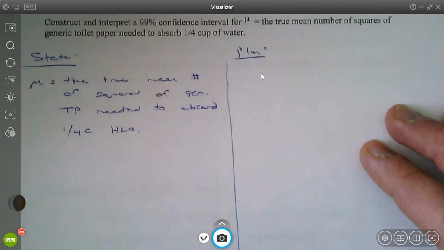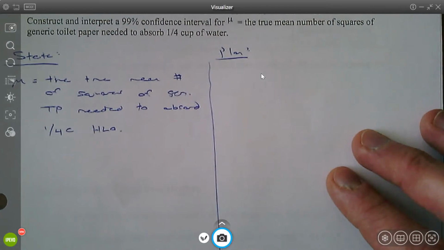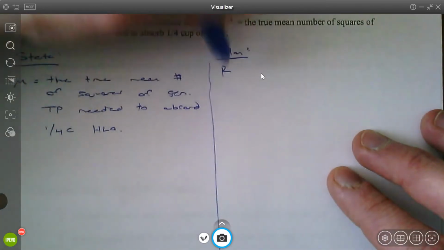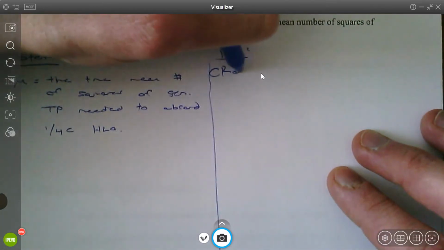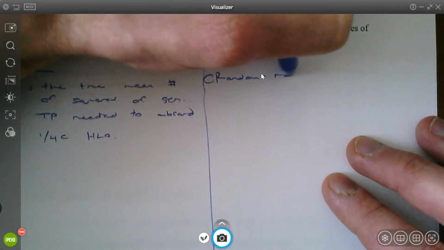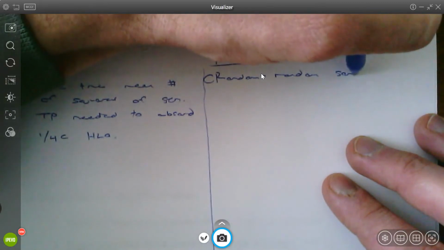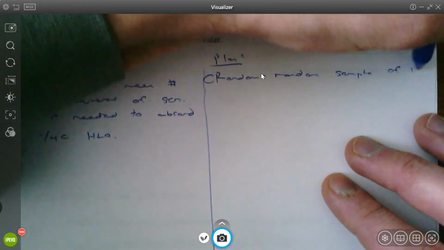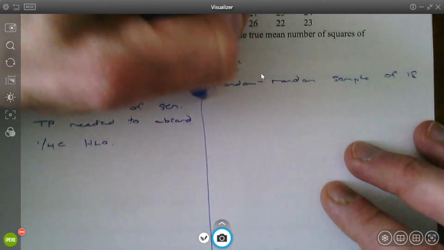Plan. So the plan is going to look like this. For the center, the random condition, randomly selected 18 rolls. So this is a random sample of 18. Always make sure you include that sample size.